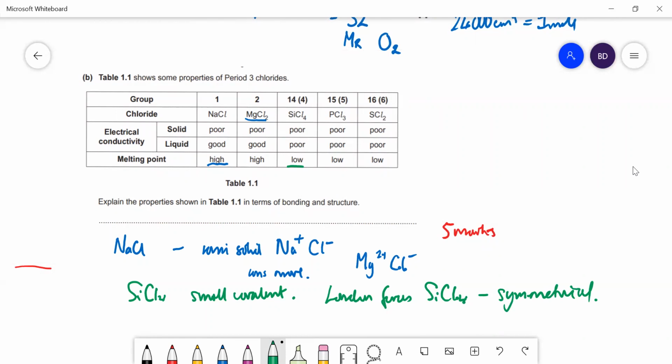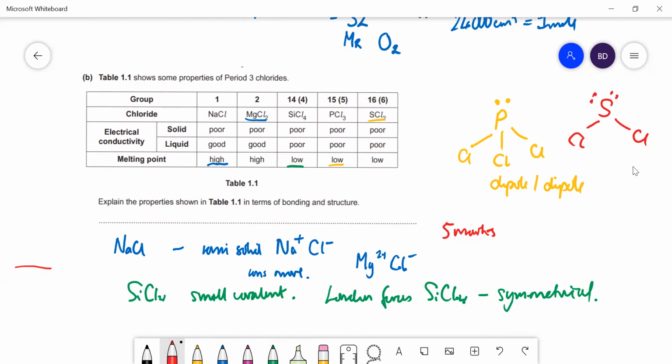PCl3, again, that is going to be a simple covalent molecule. We'll have a dipole because it's not symmetrical, so you're going to get dipole-dipole interactions between PCl3 molecules, but they're not very strong, and so it's going to have a low melting point. And it won't conduct because it's got no delocalized electrons and no ions. SCl2, well, that's a simple covalent molecule again. We'll have a dipole, so you're going to get dipole-dipole interactions, same as PCl3. Won't conduct, no delocalized electrons, no ions.